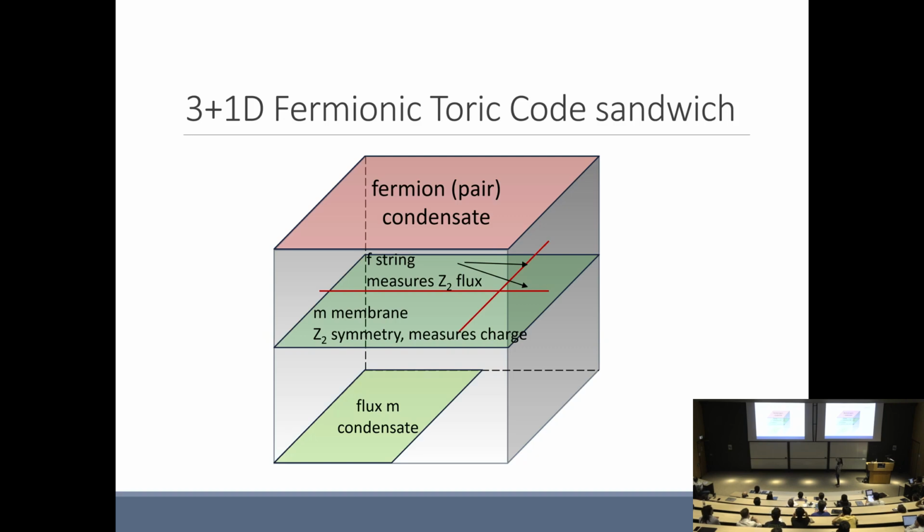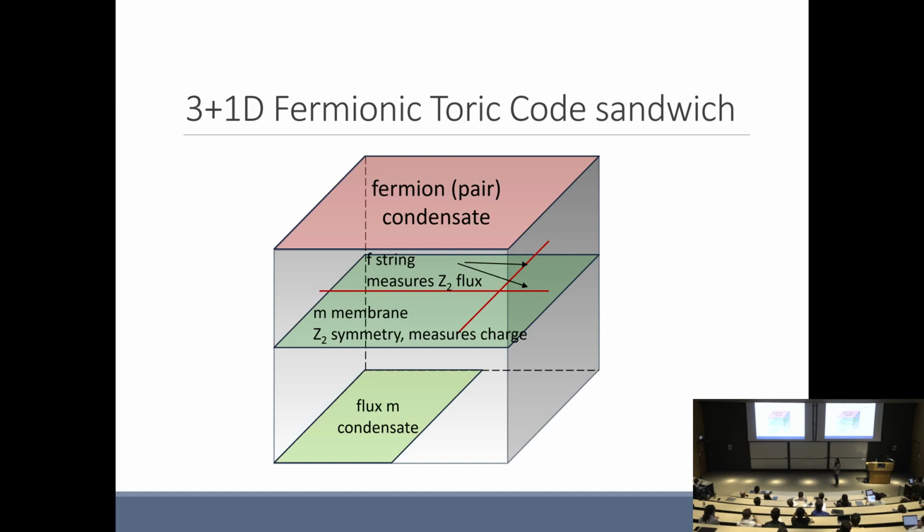Right, so that's the bulk and the top boundary, and now let's start talking about what can happen on the bottom boundary. On the bottom boundary, we can do something else. Instead of condensing fermions, we can try to condense flux loops. That's the interesting case I want to look at.